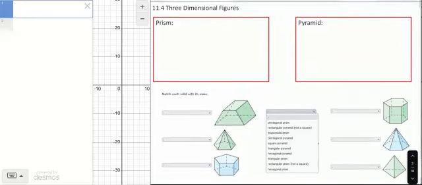Okay, prisms. So I'm going to kind of go through and define these here and then show some illustrations of them. So a prism is a solid that's made up of two parallel and congruent polygon bases that are connected by parallelograms.